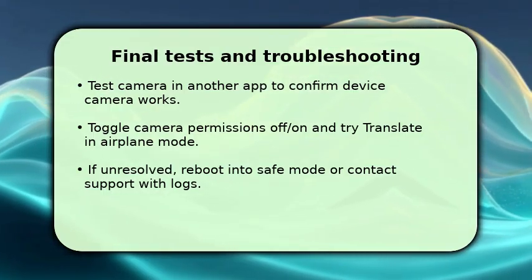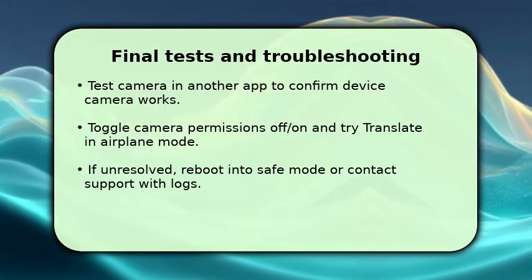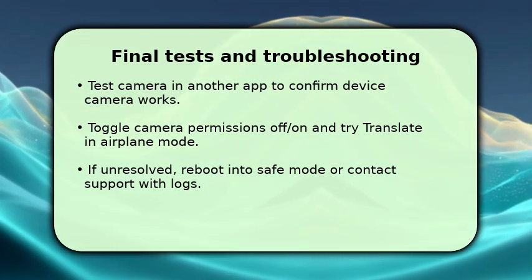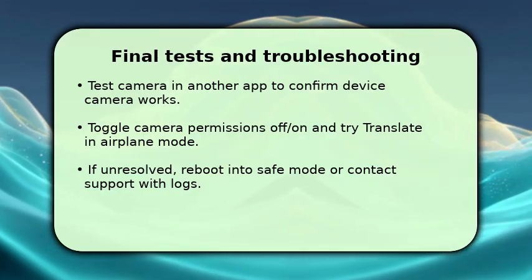If the camera still fails, reboot into safe mode to check for third-party interference, and if needed, gather logs and contact Google support, mentioning exact device model and Android or iOS version.